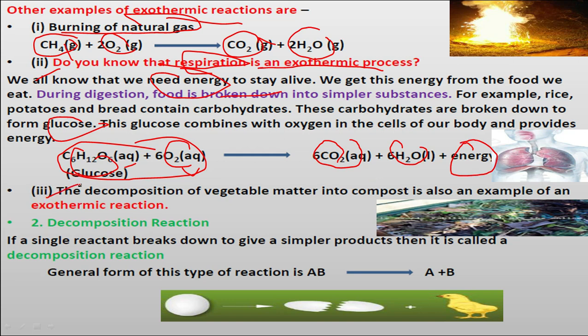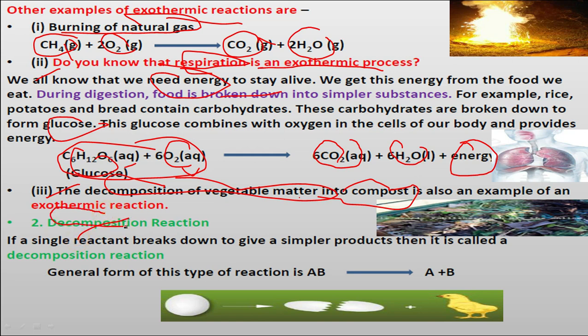Another type of reaction, like the decomposition of vegetable matter, is also an exothermic process, when finally this decomposable matter changes into compost or manure. So this is all about combination reaction and exothermic reaction. I think you have already understood the topic which we are discussing. Let us talk about decomposition reaction next.